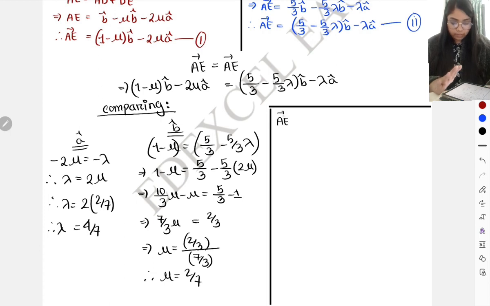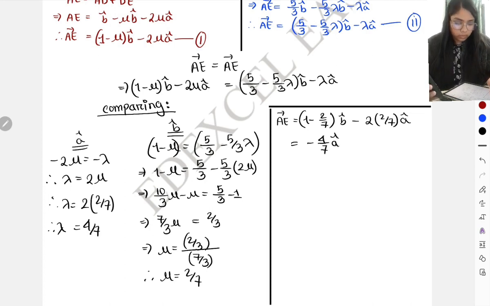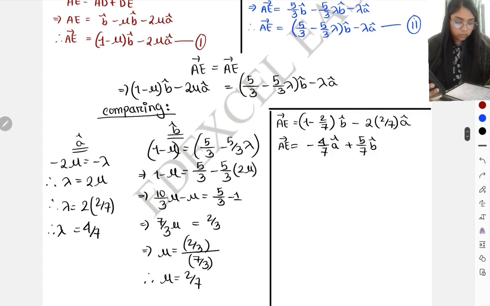So AE in that case would be 1 minus 2 by 7, right? Yeah, 1 minus 2 by 7 B minus 2 by 7 A, which is basically minus 4 by 7 A, that is again plus 5 by 7 B. And this is the final expression for AE that was asked to calculate in part B originally.